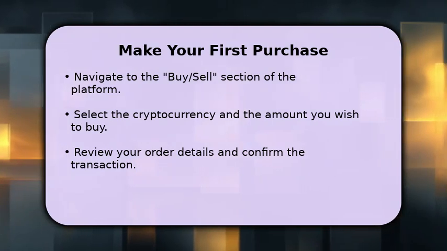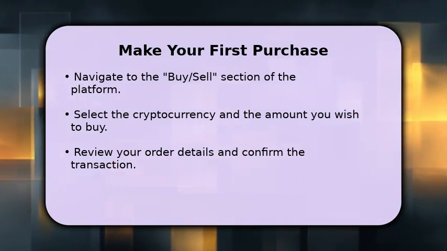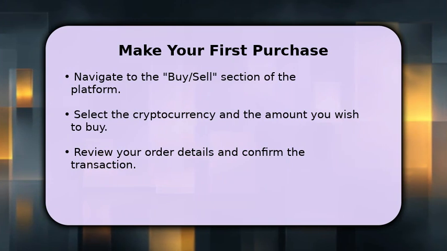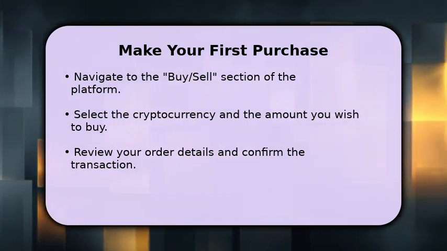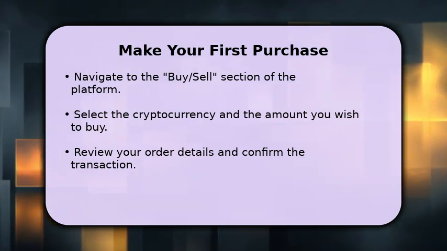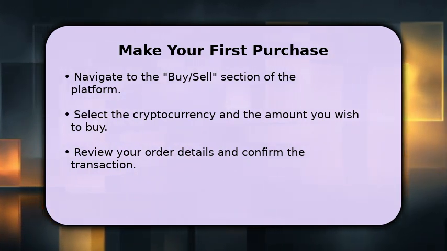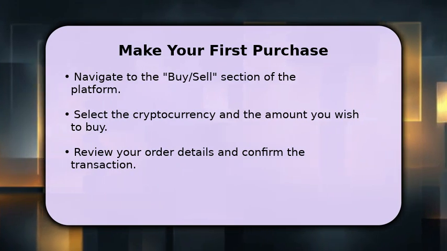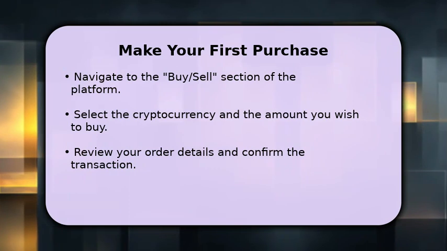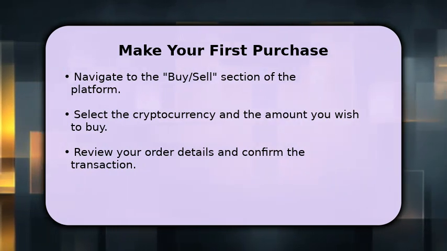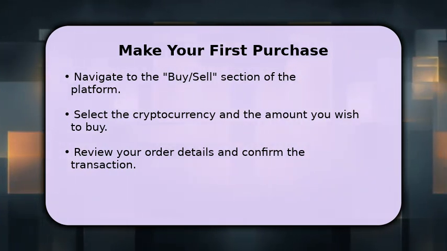With your account set up and a payment method linked, you are ready to make your first cryptocurrency purchase. Go to the Buy/Sell section on the Coinbase platform. Choose the cryptocurrency you want to acquire, such as Bitcoin or Ethereum, and enter the amount you wish to spend. Carefully review all the order details, including the price and fees, before confirming your transaction. Congratulations, you've made your first crypto purchase.